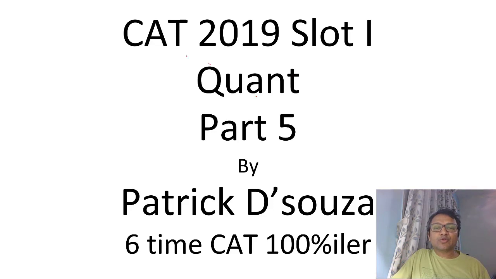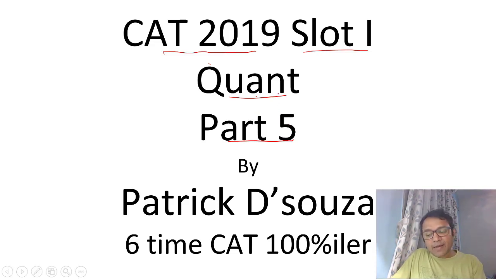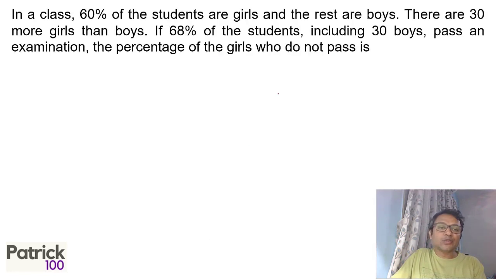So we're doing a few sums from the CAT 2019 slot 1 paper of Count. This is part 5 of the paper series. I recommend you try to solve on your own before you look at the solution.